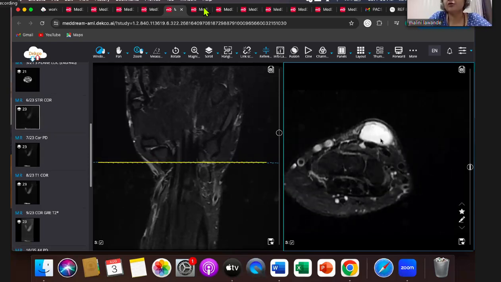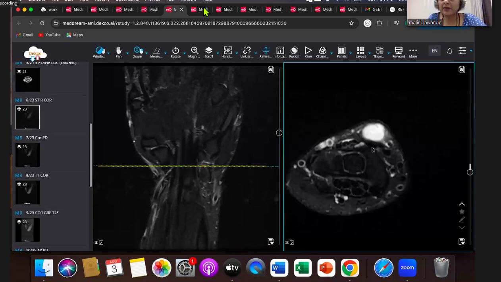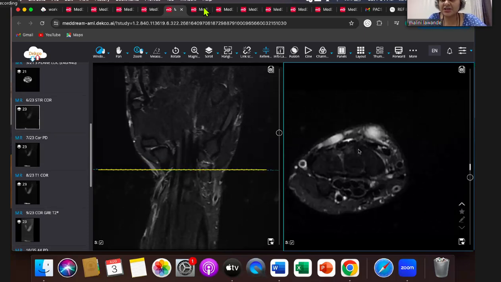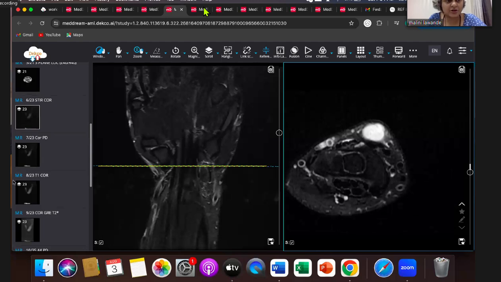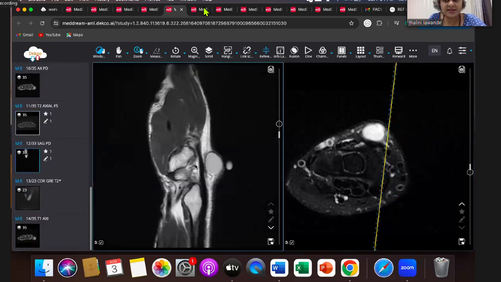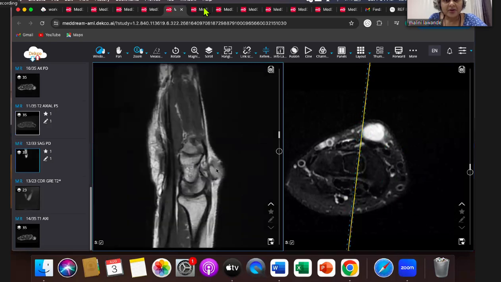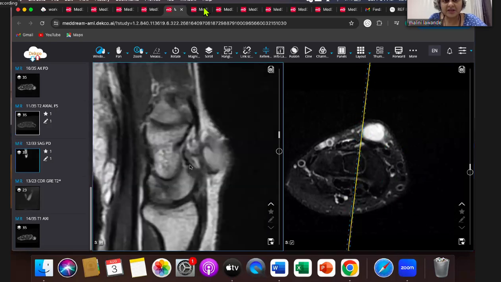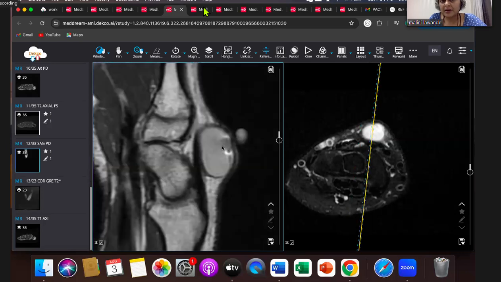Even an ultrasound would be good for this, and ultrasound could also show this equally well. You can see this extension here. Usually it's located in this location only, but here it has a superficial extension. Let me show you the sagittal images. Yeah, so you can see this superficial extension. Otherwise, normally you'll see it only here, deep to the extensor tendons. But here it has gone out.